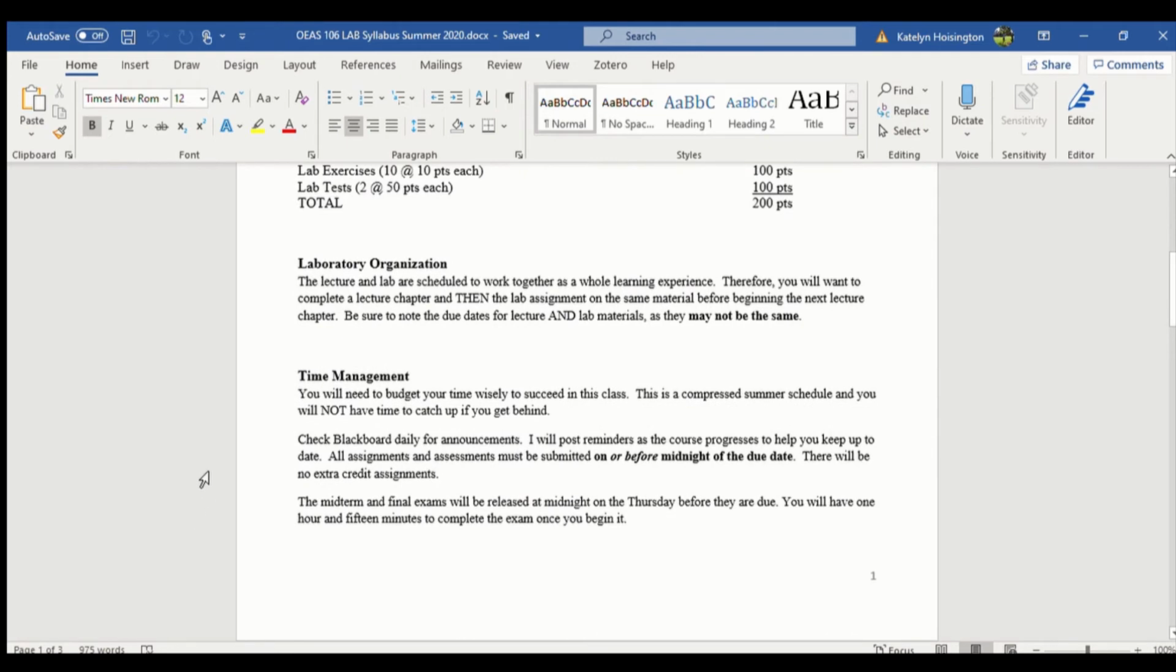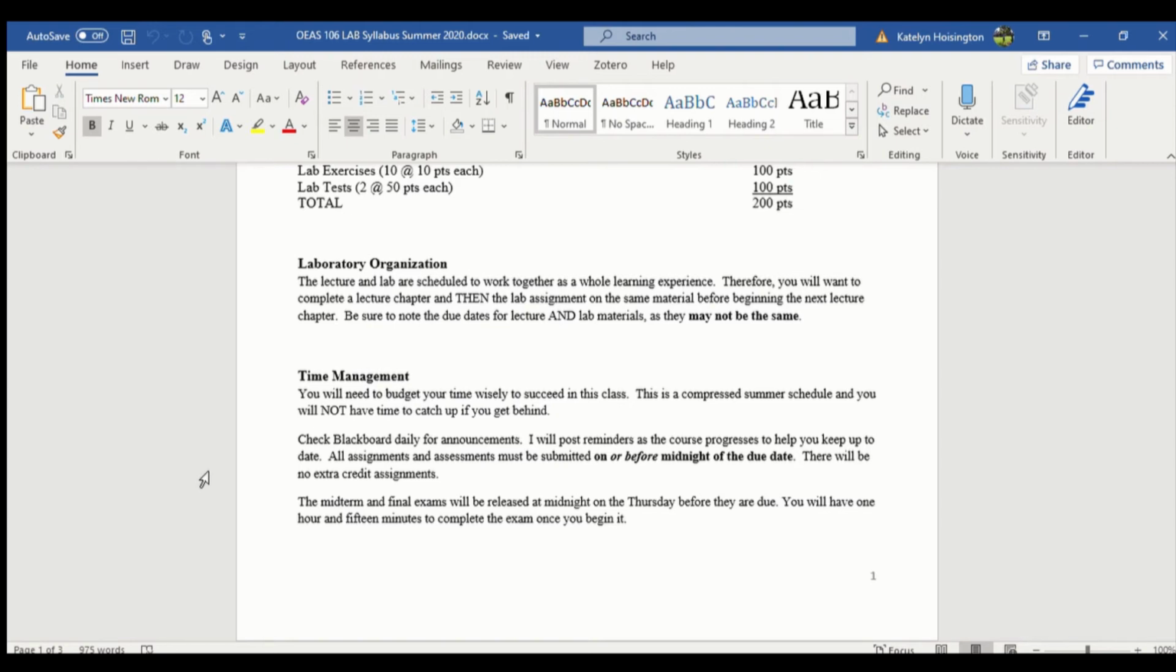I want to really emphasize time management in this class. This is a compressed summer schedule, so you will have a really, really difficult time catching up if you get behind. All of our lab assignments and assessments must be submitted on or before midnight of the due date. We will not have extra credit assignments, so it is very, very important that you submit them on time. We cannot accept late assignments.